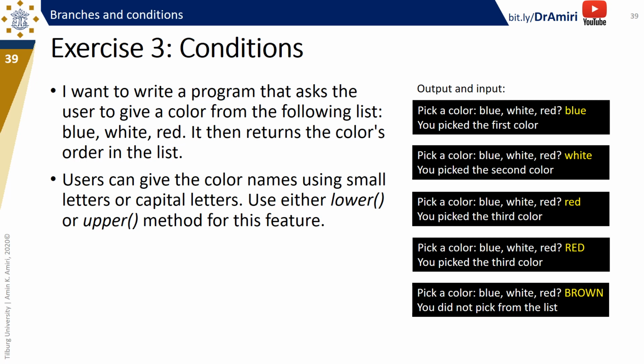Users can give the color names using small letters or capital letters. You need to use either the lower or upper method for this feature. Therefore, if you write red in capital, the program still works. If the color is not in the list, the program has to say you did not pick from the list.